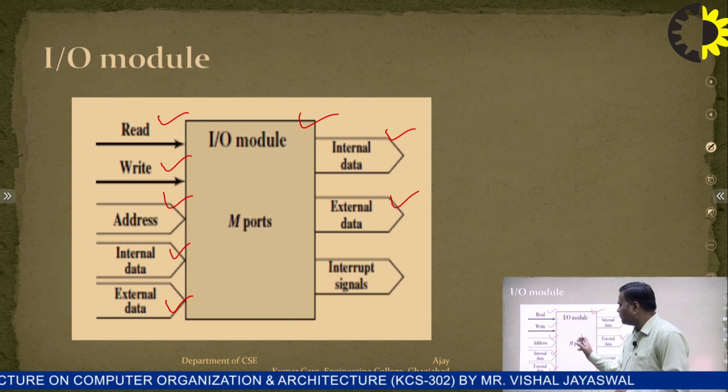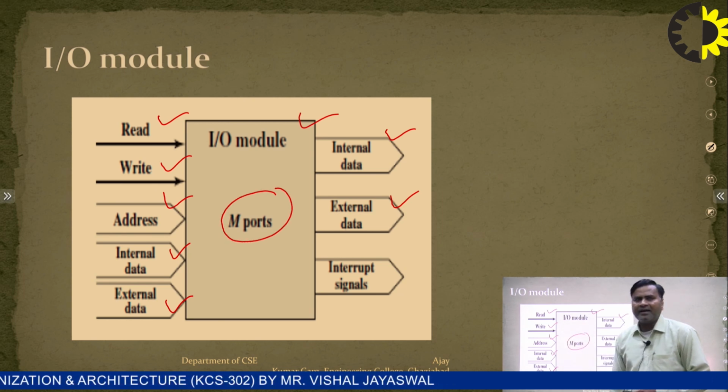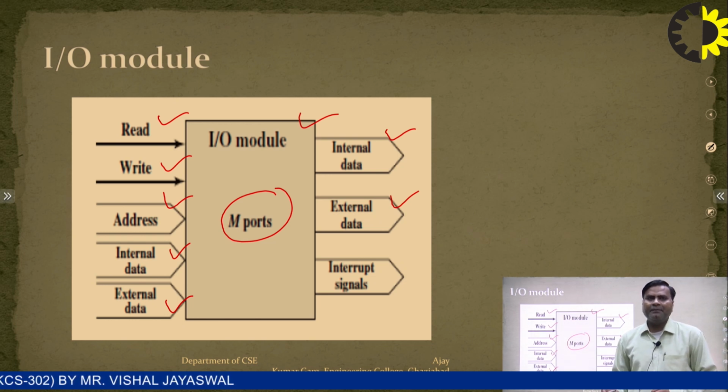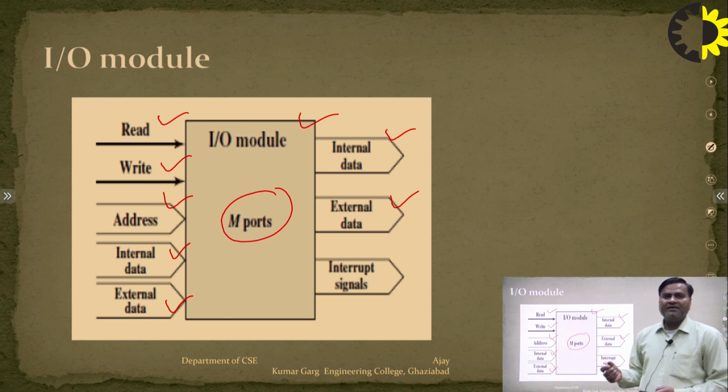Here in the I/O module there are ports. Basically, in the I/O module we are dealing with input and output devices. So to connect the I/O devices to the computer system, we require ports. With the help of ports, we connect the components of input and output devices to the computer system. So there is a requirement of ports by which we can connect it to the processor.